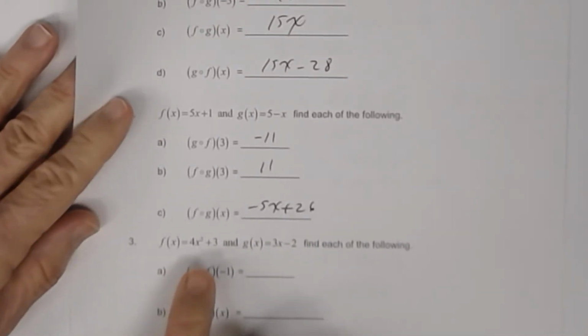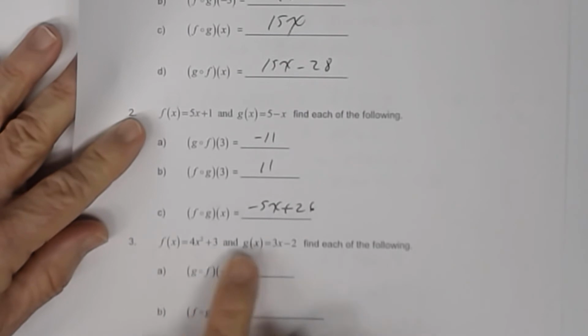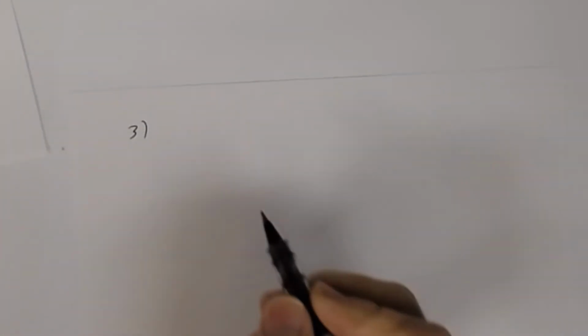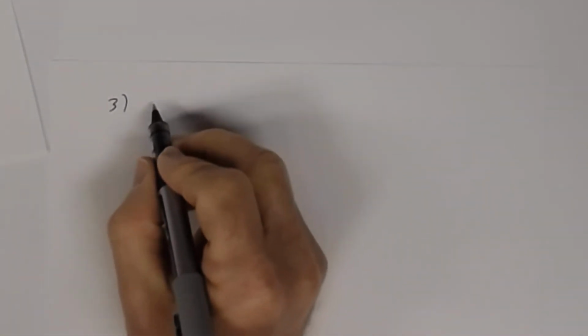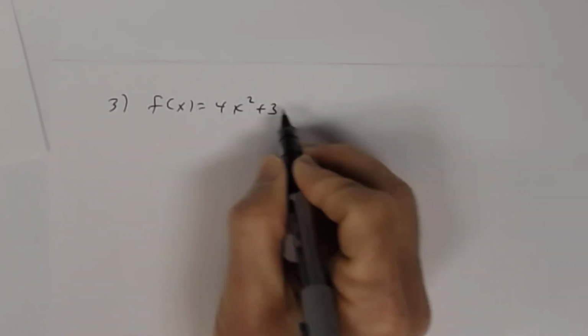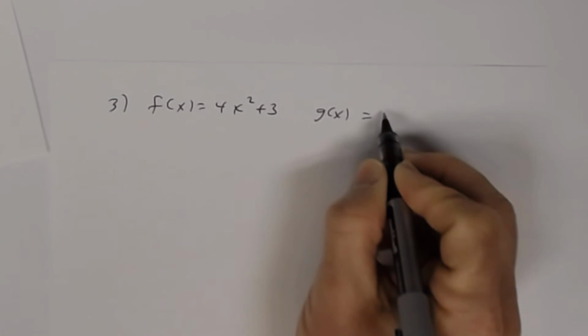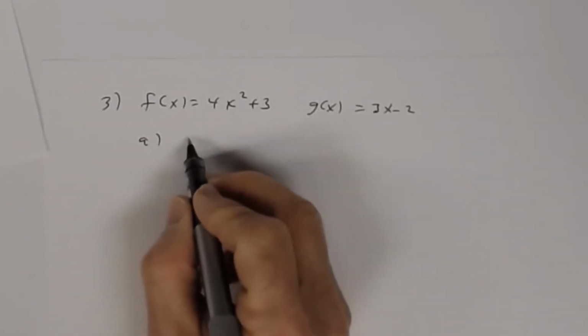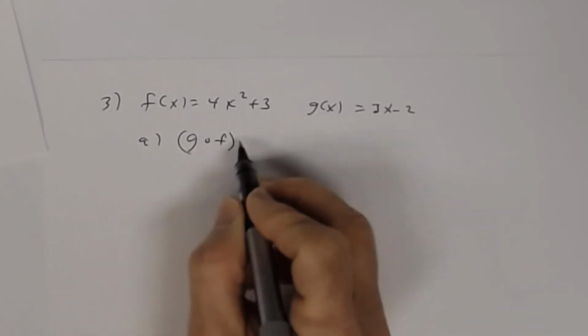All right, now number 3, you have a quadratic function and a linear. So let's look at that one. So this will be number 3. So number 3, we have f of x is equal to 4x squared plus 3, and g of x is 3x minus 2. All right, in letter A, you want to find g composed with f at negative 1.